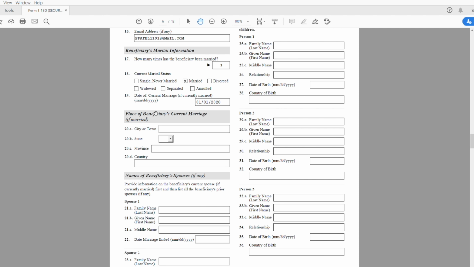Place of the beneficiary's current marriage, which is the same as the information we had put in earlier about the petitioner's marriage. So it would be in Mumbai. State would not apply here since this took place in a foreign country.